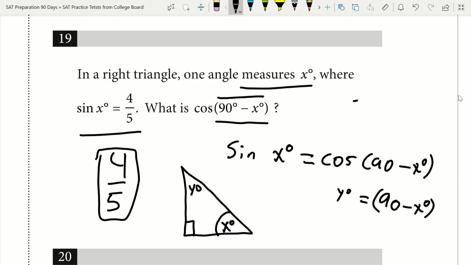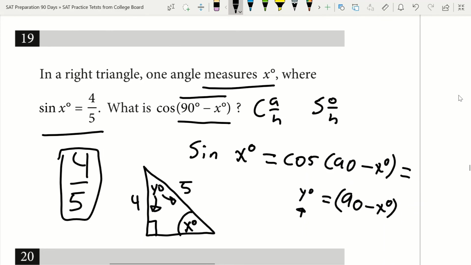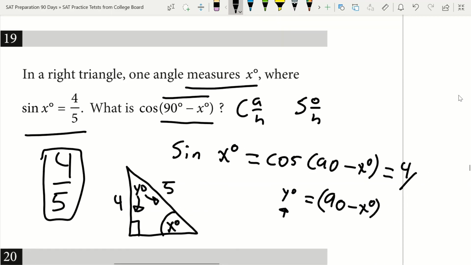Now if we're going to plot that 4/5, we know that the sine is the opposite over the hypotenuse. So our opposite of angle x would be 4, and our hypotenuse would be 5. Now we're asked for the cosine of 90 minus x, which in this case is angle y. The cosine is the adjacent over the hypotenuse. The adjacent side length to angle y is 4, and the hypotenuse is 5. So once again, the cosine of 90 minus angle x, or the cosine of y, must equal 4/5.